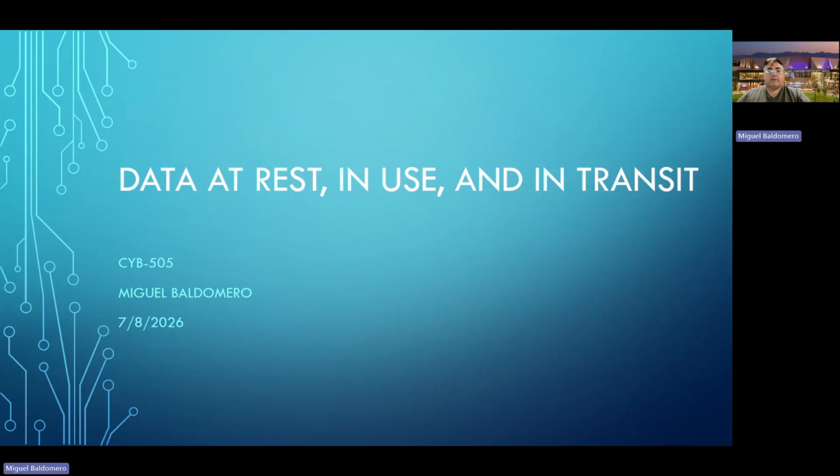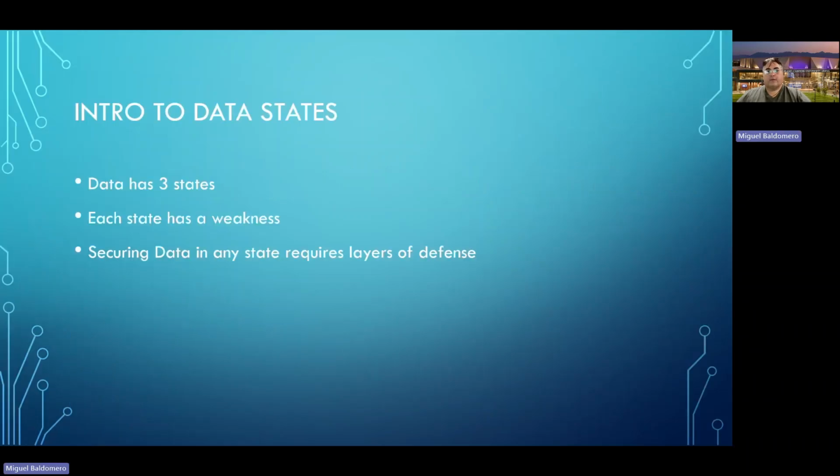Data at rest, in use, and in transit. There are three data states. Each state has a weakness. Securing data in any state requires layers of defense.